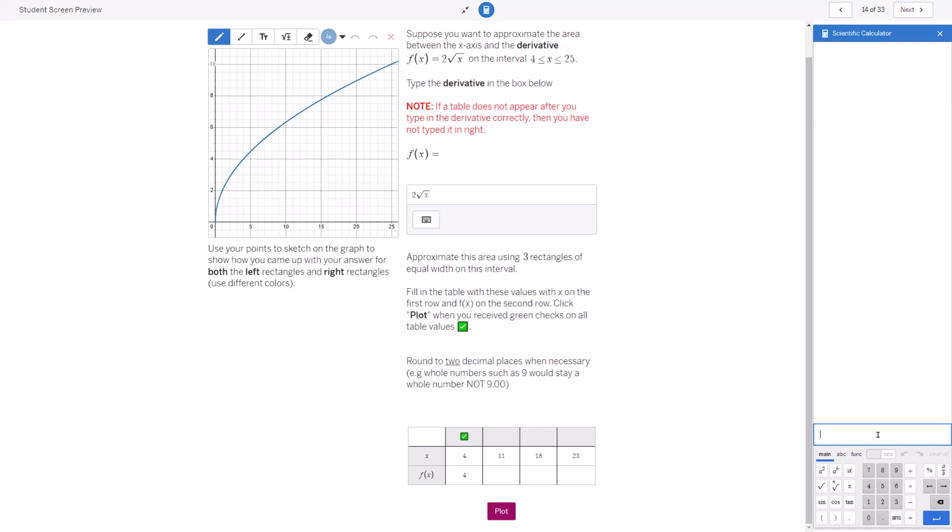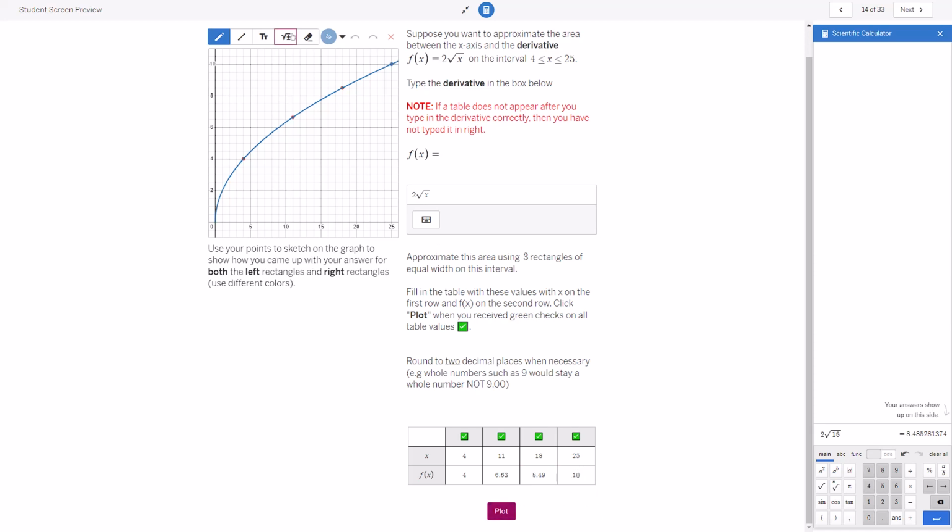This one I think I need 2 square roots of 11, and I need to round to 2 decimal places. 6.63. Woohoo! 2 square roots of 18, which would be 8.49 rounded, and then the square root of 25 is 5. 5 times 2 is 10. So I can plot those points.